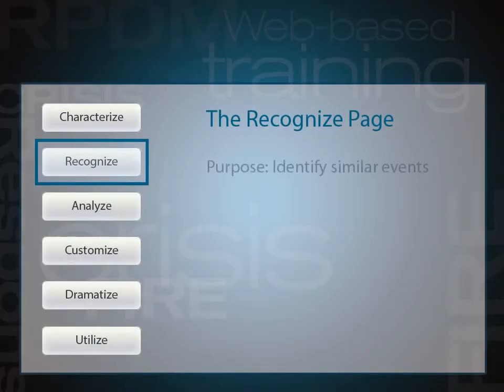In the decision process, the purpose of the recognize step is to identify events similar to the one you're working on. It's modeled after the behavior of an incident commander who mentally compares what he's facing now to past experiences.